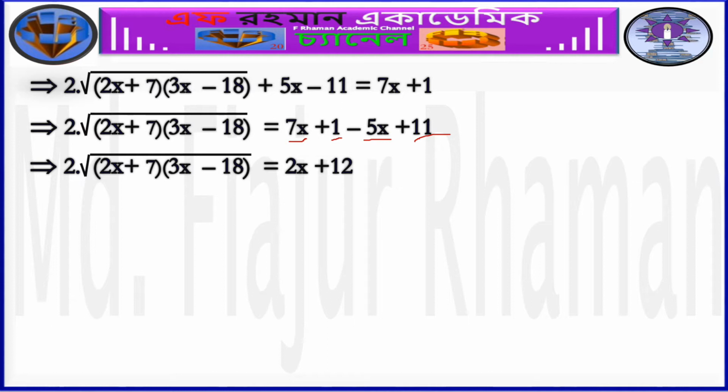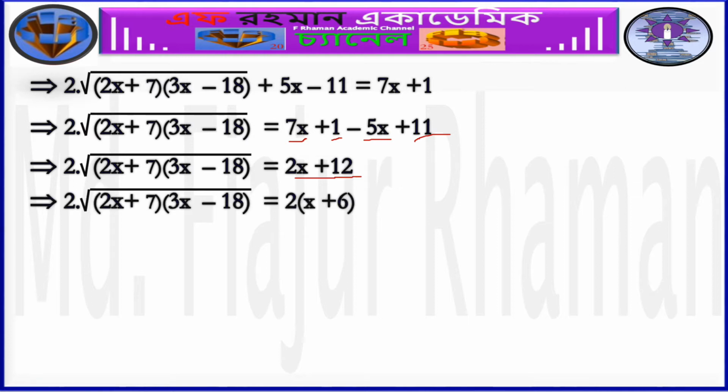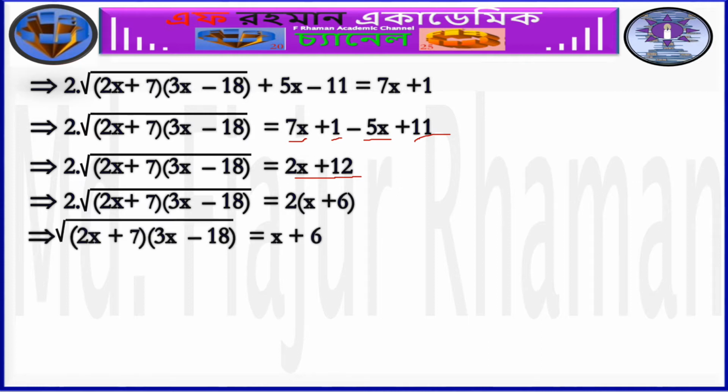Taking common 2 from 2x plus 12, this equation implies that 2 into square root of 2x plus 7 into 3x minus 18 is equal to 2 into x plus 6. 2 is a common factor here. Dividing both sides by 2, this equation implies that square root of 2x plus 7 into 3x minus 18 is equal to x plus 6.